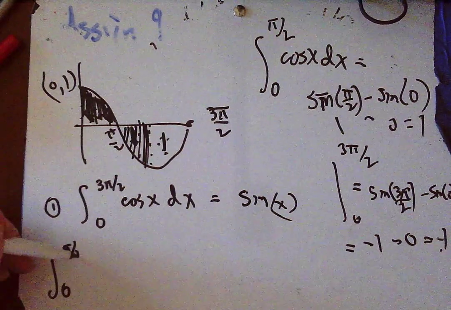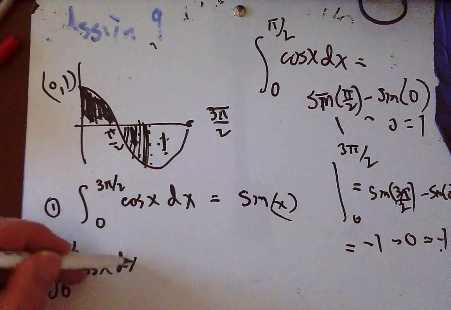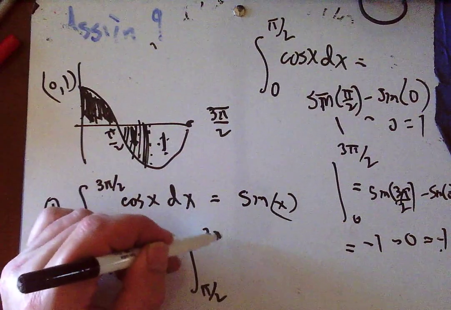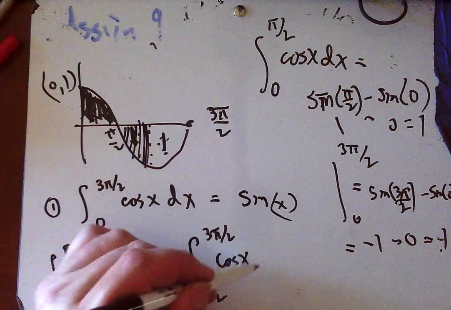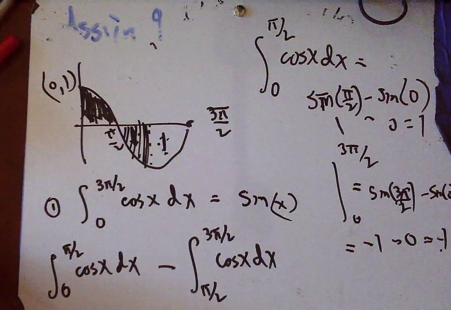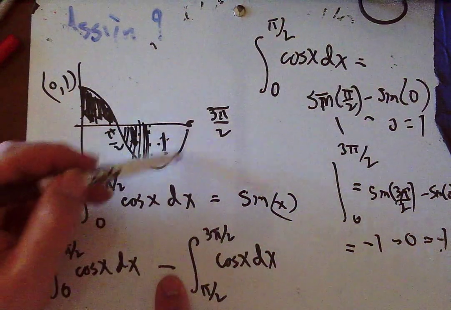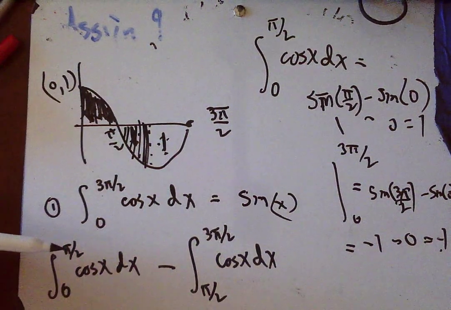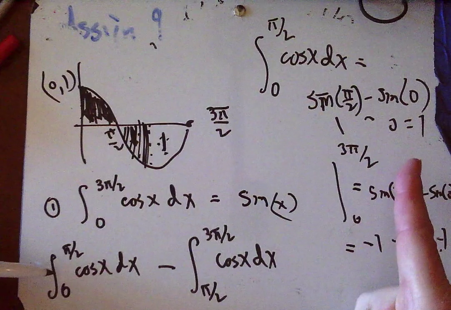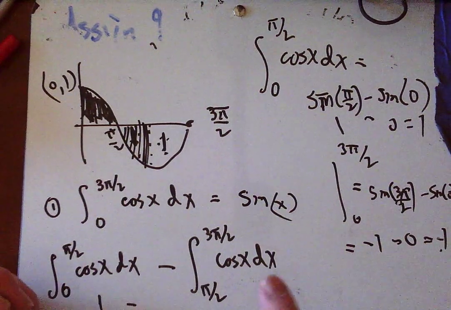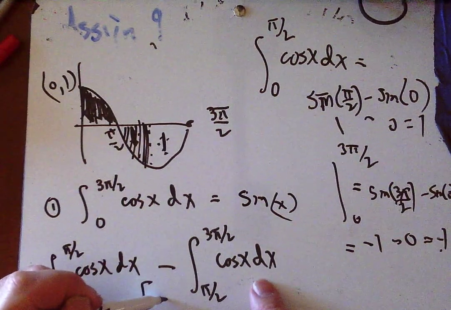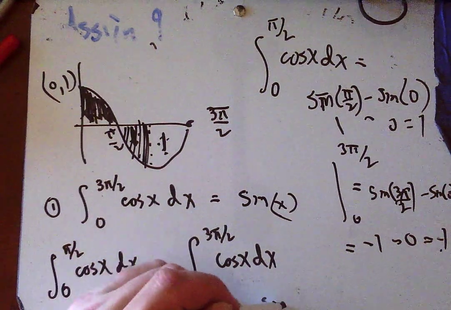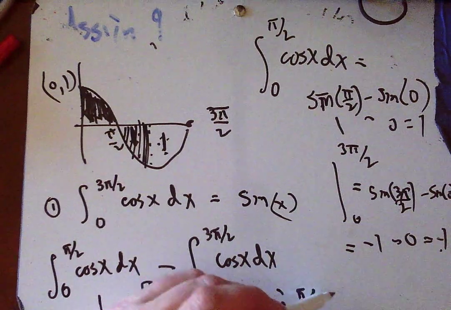0 to pi over 2 cosine x dx minus the integral from pi over 2 to 3 pi over 2 of cosine x dx. Why like that? Well, I want to subtract all this negative stuff, because when I subtract a negative, I'm going to end up with a positive. We just did this problem over here and found 1, and now when I do this, I'm going to have sine 3 pi over 2 minus sine pi over 2.